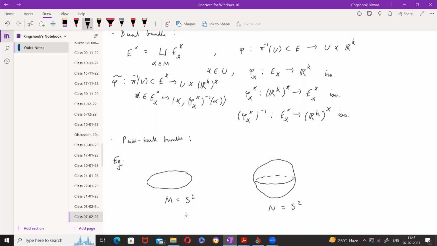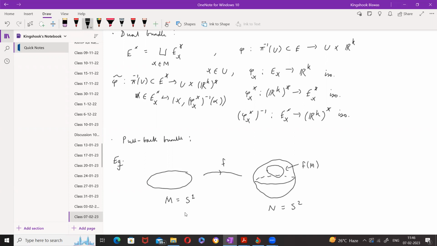And F is a map from the circle into the sphere. Now the image of F, it's possible F could be an embedding, all right? F could be an embedding like this. So this is an embedded circle inside S2. Right, this could be the image F of M.